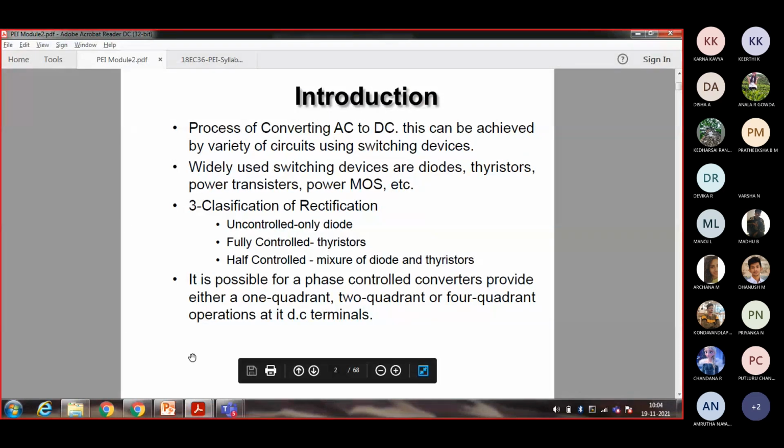So when you go for the rectifiers, it is possible for phase controlled converters to provide either 1 quadrant, 2 quadrant, or 4 quadrant operations at the DC terminals. See what happens now, when we are converting the power from AC to DC, we are going for a phase control. We want to control the phase. So when you are performing the phase control, you can get 1 quadrant operations, 2 quadrant operations, or 4 quadrant operations. So first of all, we should know what I mean by 1 quadrant and 2 quadrant and 4 quadrant operations. Okay, so let us see.